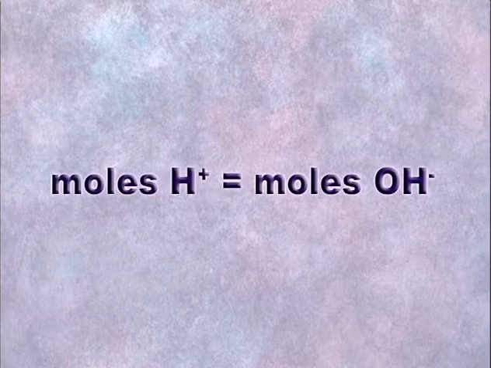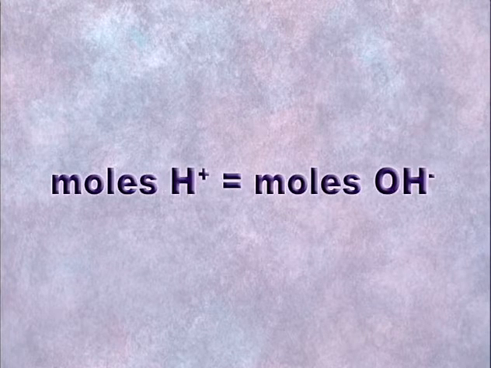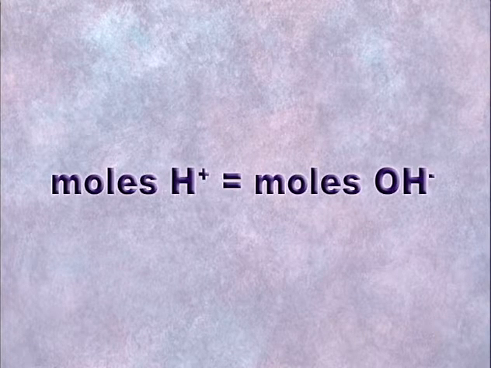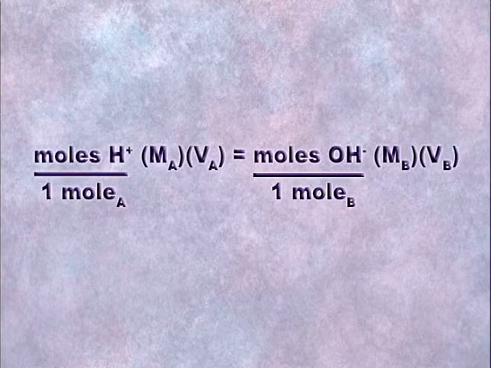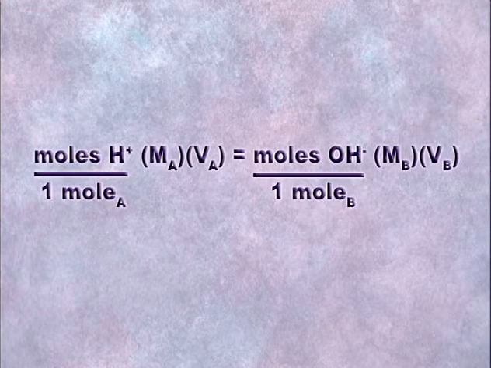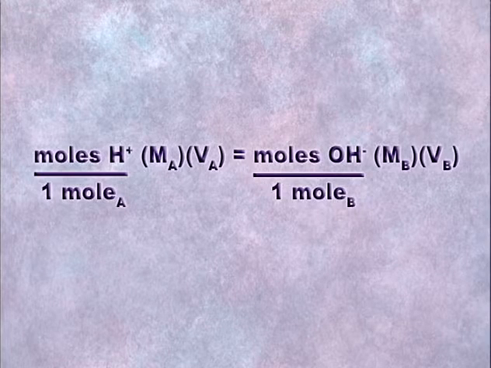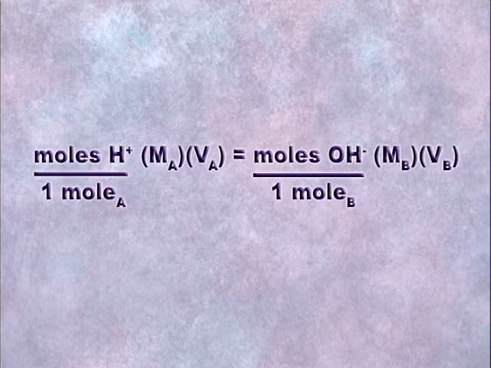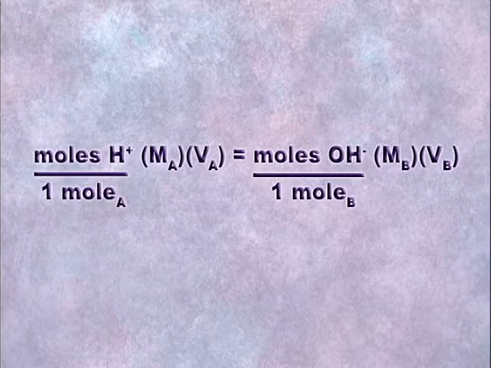At the end point of the titration, the moles of hydrogen ions equal the moles of hydroxide ions. So we use the formula, the moles of hydrogen ions per 1 mole of acid times the molarity of the acid times the volume of the acid equals the moles of hydroxide ions per 1 mole of base times the molarity of the base times the volume of the base.